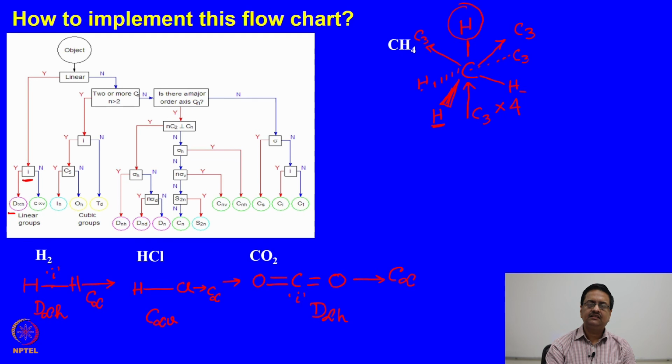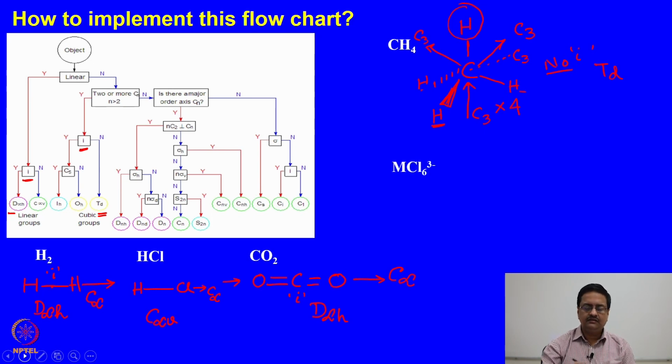The next question that one should ask is, does it have an inversion center? The answer is no, the molecule does not have an inversion center, no I. Therefore, the point group of this molecule should turn out to be tetrahedral or Td. Hope this is clear to all of you.